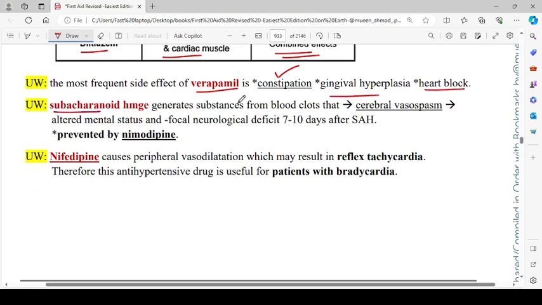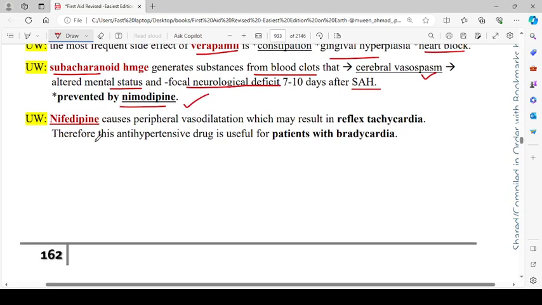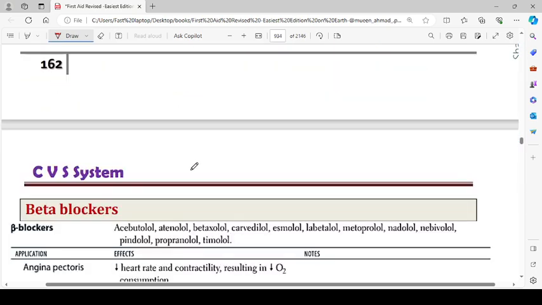Subarachnoid hemorrhage generates substances from blood clots that cause cerebral vasospasm, altered mental status, and focal neurological deficits in 7 to 10 days after subarachnoid hemorrhage. It is prevented by nimodipine. Nifedipine causes peripheral vasodilation, which may result in reflex tachycardia. Therefore, this antihypertensive drug is useful for patients with bradycardia.